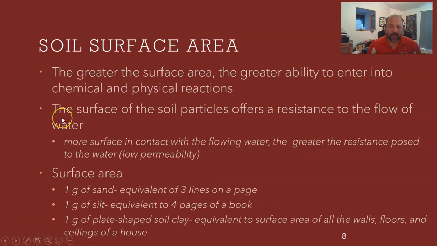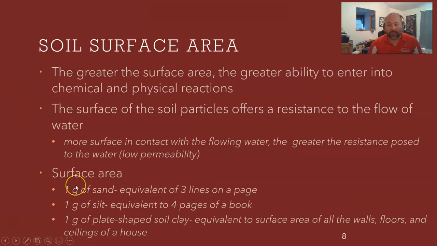The surface of the soil particles offers a resistance to the flow of water. The more surface that's in contact with the flowing water, the greater the resistance posed to the water. So that means low permeability. If we think about it, we said sand really lets water move right through it, whereas clay doesn't let water move right through it, and that's permeability. How fast is that water going to be able to move or permeate through the soil?